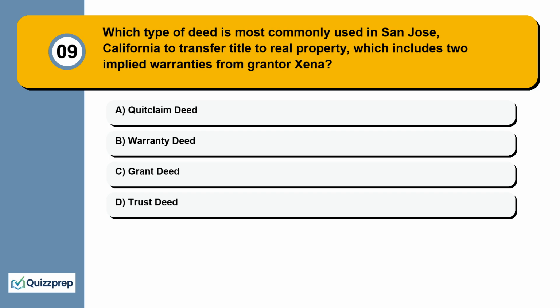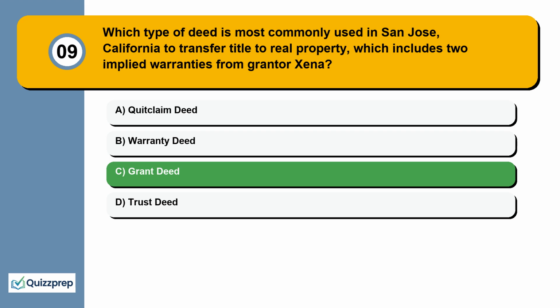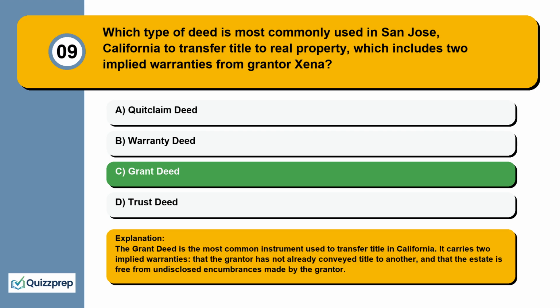Question 9. Which type of deed is most commonly used in San Jose, California to transfer title to real property, which includes 2 implied warranties from grantor Zena? Quitclaim deed, warranty deed, grant deed, trust deed. The grant deed is the most common instrument used to transfer title in California. It carries two implied warranties that the grantor has not already conveyed title to another, and that the estate is free from undisclosed encumbrances made by the grantor.